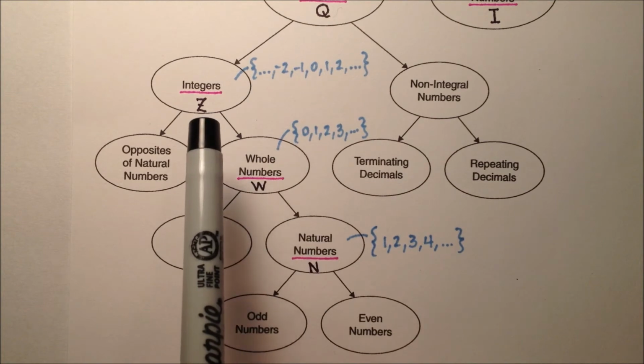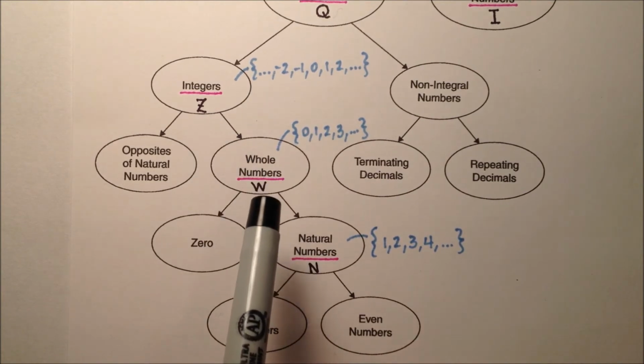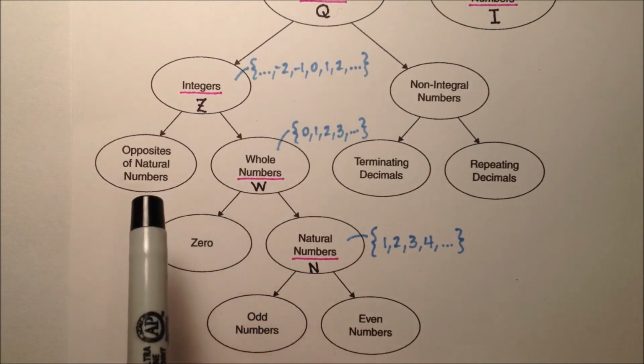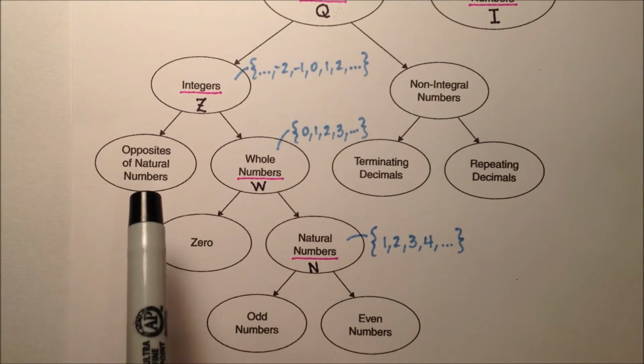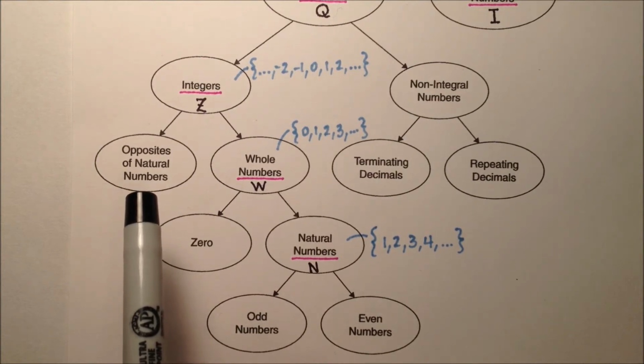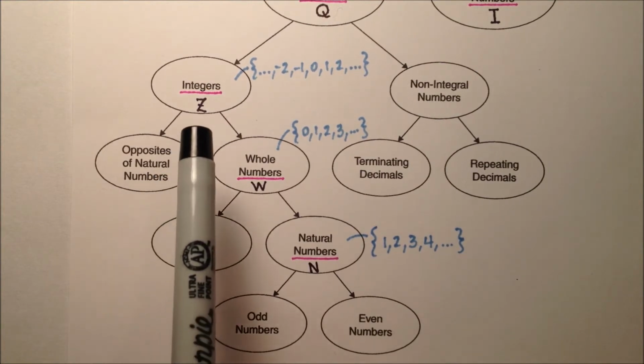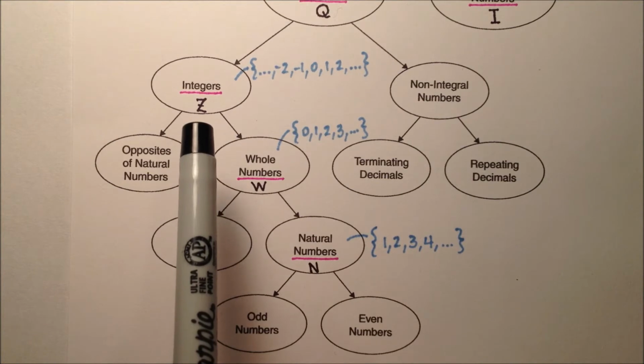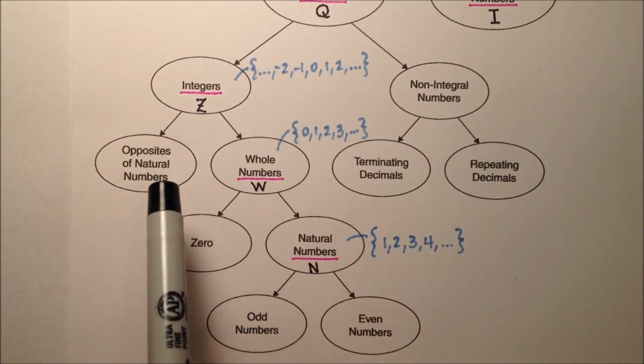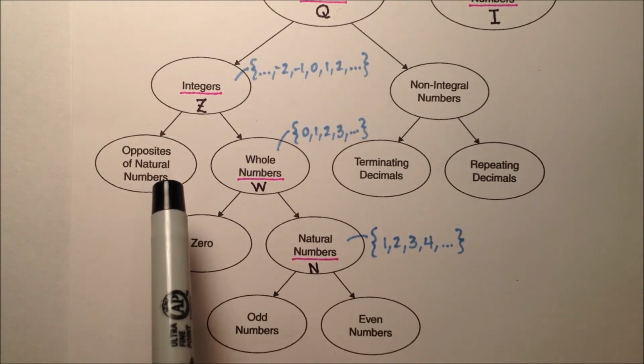When you look at it graphically, the integers are composed of the whole numbers as well as the opposites of the natural numbers. And what I mean by opposite is that we just change the sign. So 7 becomes -7, and 6 becomes -6. So the integers include the whole numbers, 0, 1, 2, 3, and so on, and the opposites of the natural numbers, -1, -2, -3, and so on.